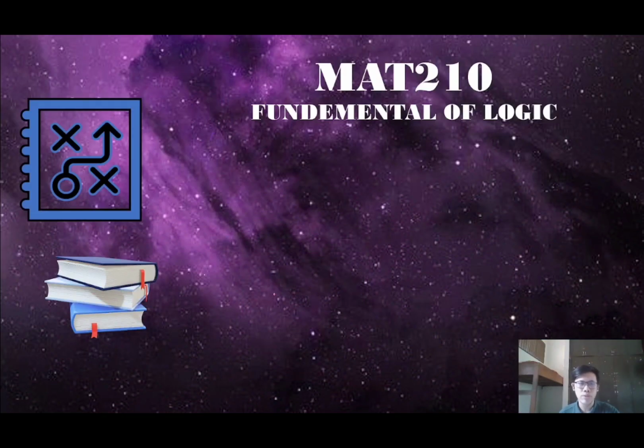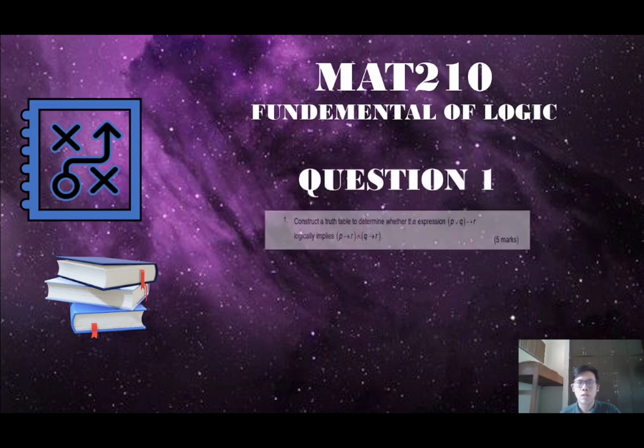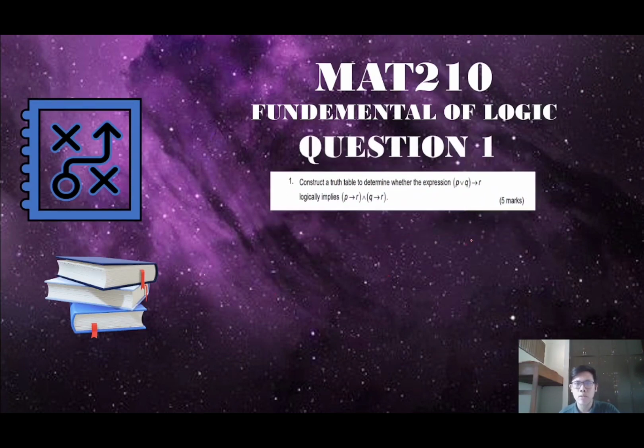Hello and Assalamualaikum. My name is Muhammad Iqbal Hakimi bin Muhammad Nizam, and for this part I will be presenting question 1 of problem 4. So here is the question, where it states that we need to construct a truth table to determine whether the expression P or Q implying R logically implies the expression P implies R and Q implies R.